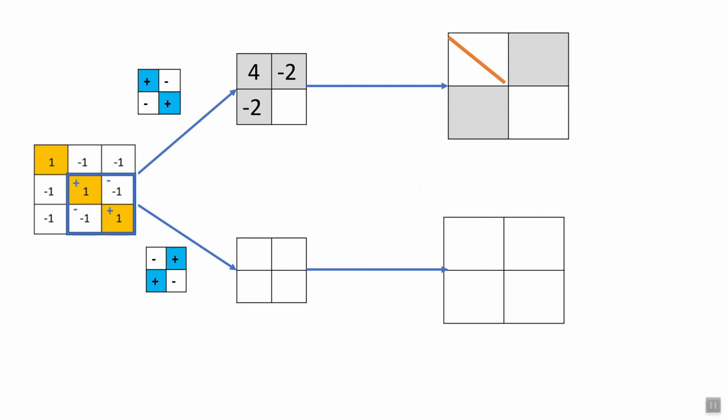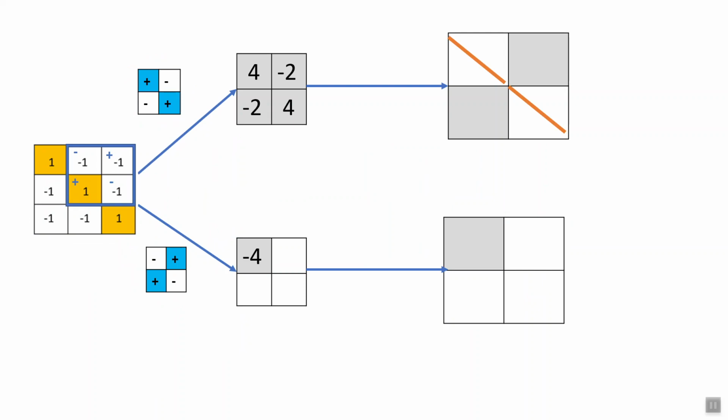For the next one, it is +1, minus of -1, minus of -1, and +1. It gives the value 4. At the output, it gives the diagonal value. Similarly, we have to use the second filter. When we use the bottom filter on this image, we get -1, plus of -1, plus of -1, and -1. At the output, we are getting a -4 value, so nothing at the output.